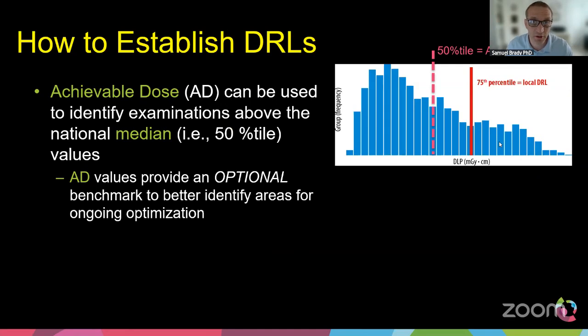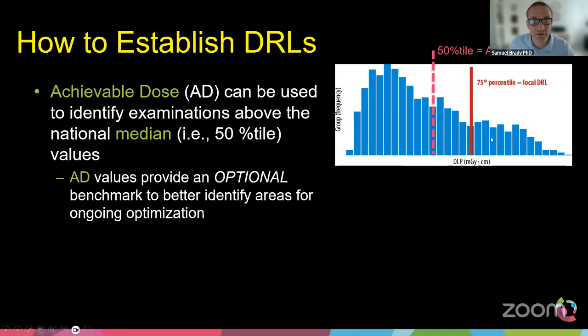There is a second term that the ICRP 135 report shares with us. It's called the achievable dose. The achievable dose is defined at the 50th percentile. So using the same distribution of data, it now just finds the 50th percentile, or the median value. And what this offers is an optional benchmark for us to do quality control.